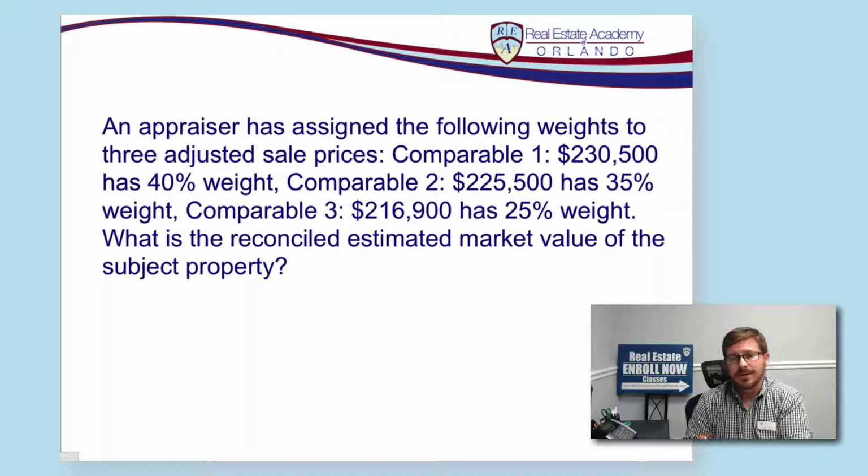The way they do this is they take the number of comparables that they have, and then they divide up a whole number of 100% amongst all 3 of those comparables. So let's take a look at the question we have here so we can see this in detail. An appraiser has estimated the following weights to 3 adjusted sale prices.